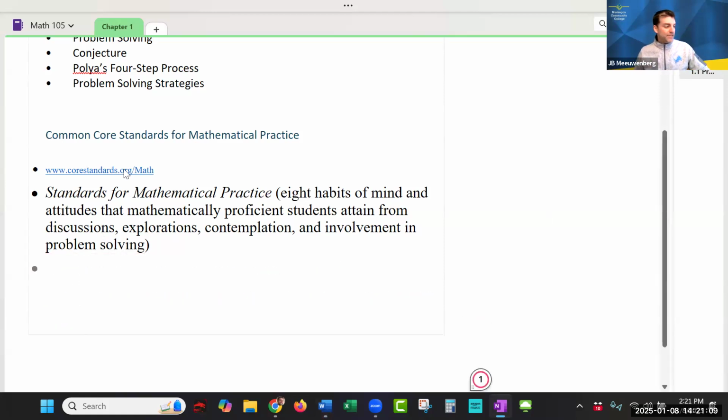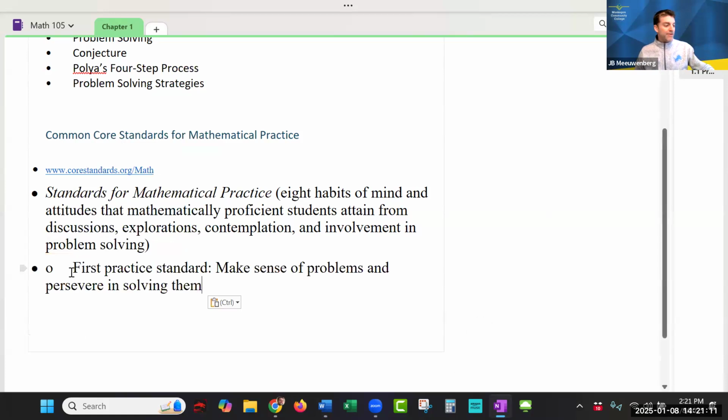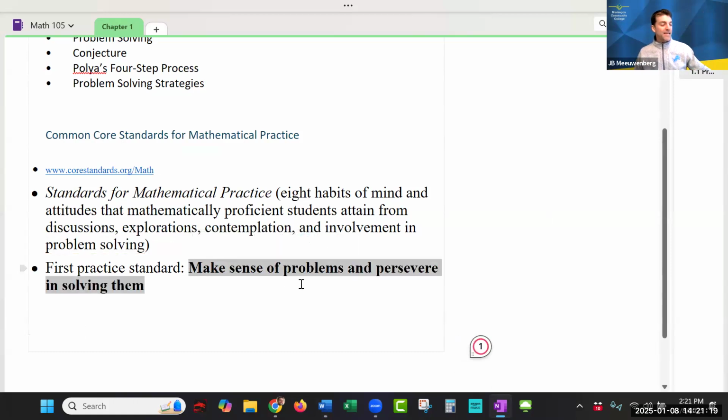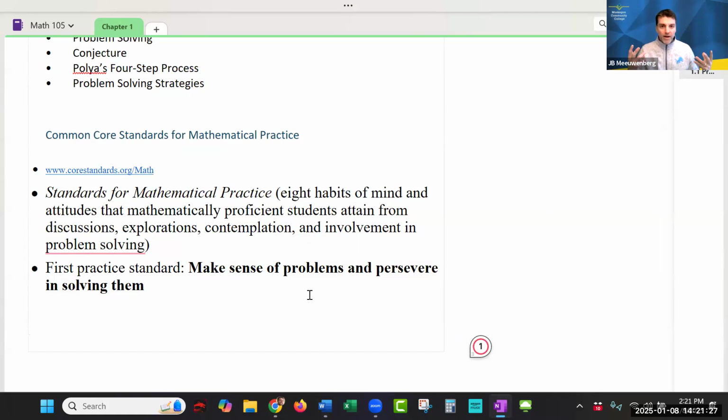I gotta find a better way to do this. Let's do this. The very first practice standard is make sense of problems and persevere in solving them. I mentioned some of that in the introduction here. Make sense of problems. See a problem, try to make sense of what it's all about, but then also solve the problem and persevere, right?